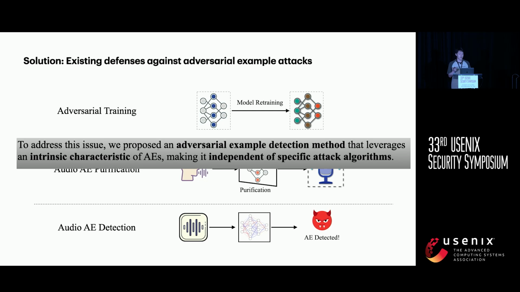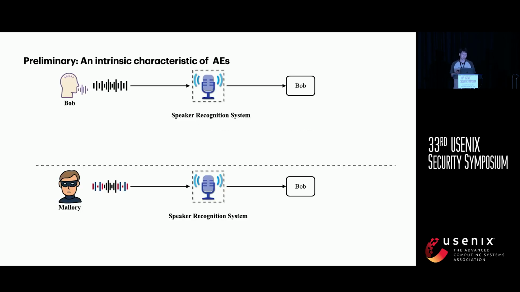So, to address this issue, we proposed a detection method that leverages an intrinsic characteristic of adversary example. Let me introduce this characteristic. In a normal scenario, Bob's voice is correctly recognized as Bob's by the SR system. Malware, however, can use an adversary example to be misclassified as Bob.